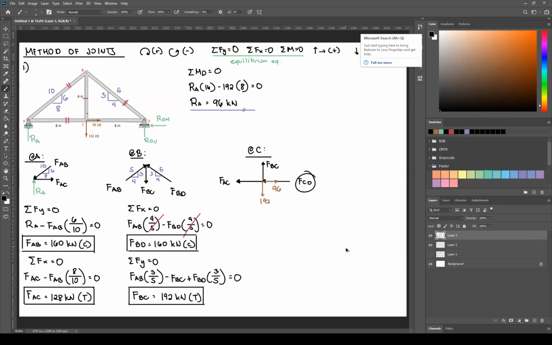Now recall, I only need to get FCD now. So use an equation that includes FCD. And what equation is that? Is it Fx or Fy that has CD in it?